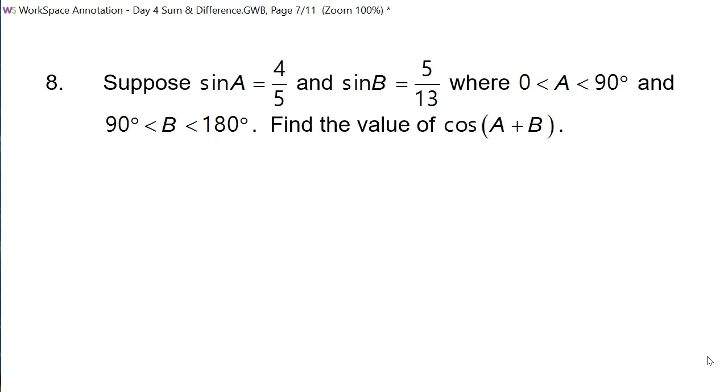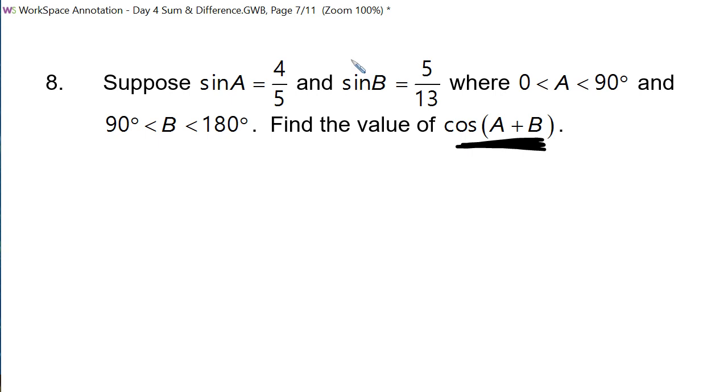Okay, back to some of our familiar triangle problems. It says suppose sine of angle A is equal to 4/5, sine of angle B is equal to 5/13, where A is between 0 degrees and 90 degrees, and angle B is between 90 degrees and 180 degrees. Find the value of cosine of A plus B. Now that will be straight off our formula sheet, but before we do that, we need to come over here and draw ourselves a diagram.